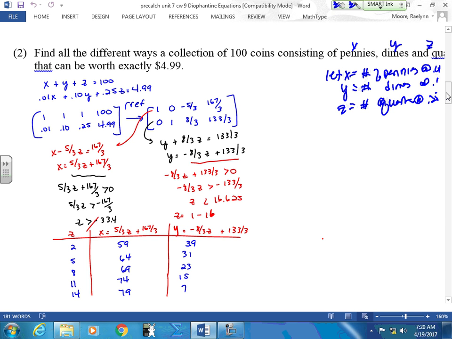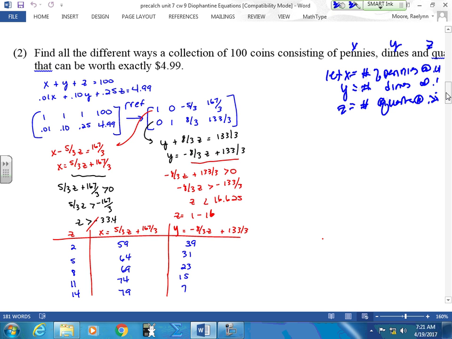Okay, so now you have two equations. You have 100 coins. There's your x plus y plus z equal 100. And you have what your value is worth. So the amount of pennies times its value, the amount of dimes times its value, the amount of quarters times its value will come out to be $4.99.